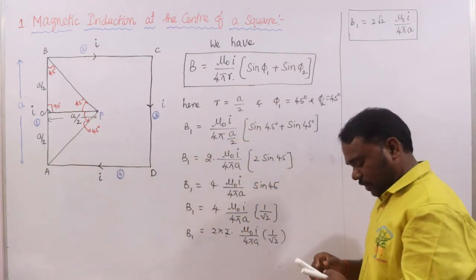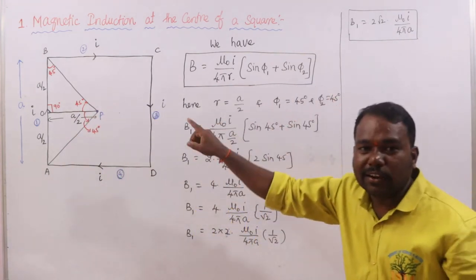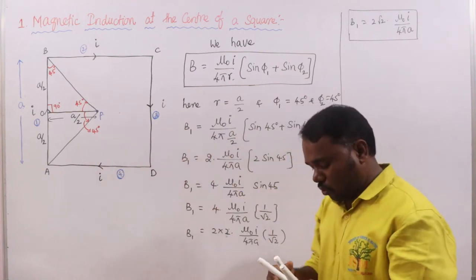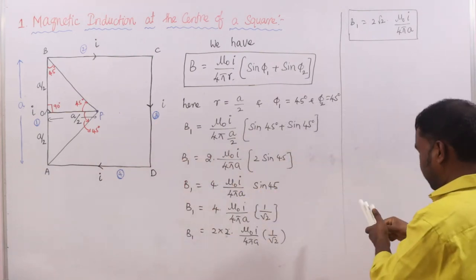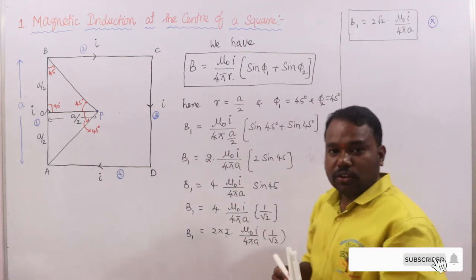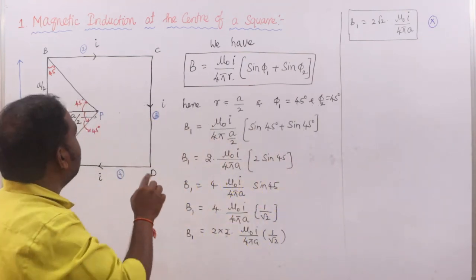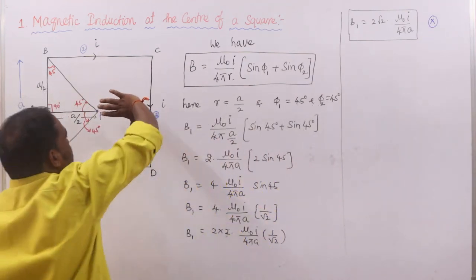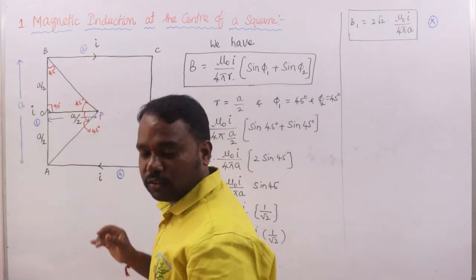Due to the first conductor, inward. Due to the second, inward. Due to the third, inward. Due to the fourth, also inward. The direction is given here with the cross symbol, inward direction.